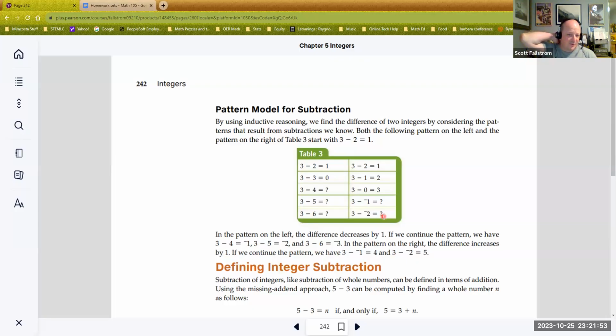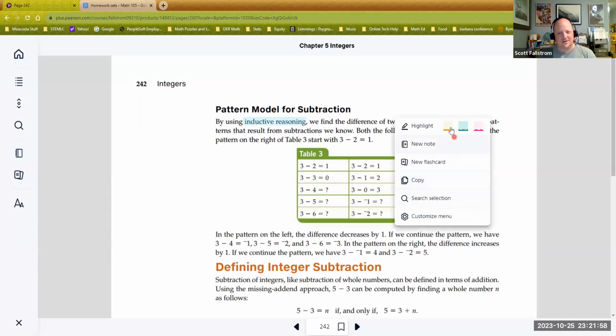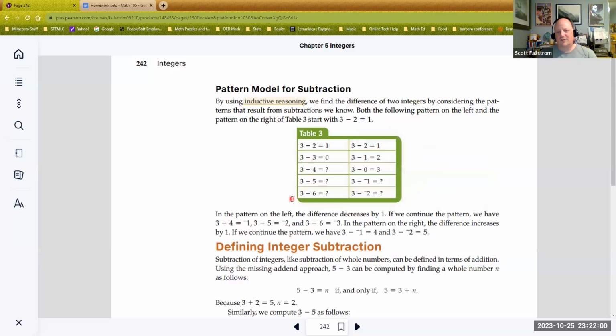And so with this pattern approach, and they even say it here, they say by using inductive reasoning. The minute you say by using inductive reasoning, you are creating a situation where you may not be able to say you're correct.